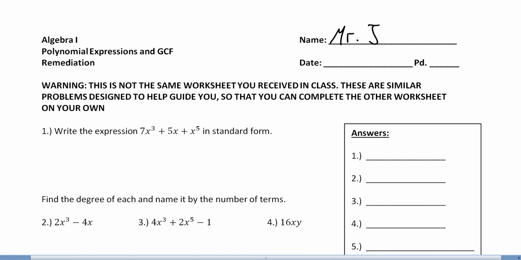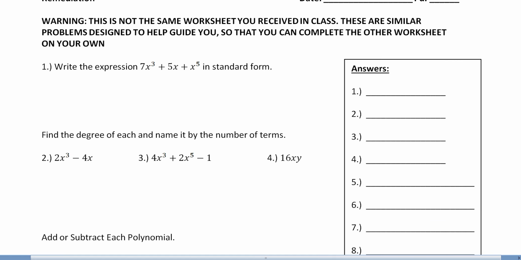Okay? So if we take a look at this first one, it says write the expression in standard form. Remember, standard form is descending order, so it goes by the exponents. When I look at the exponents here, I've got a 3, here technically I have a 1, and here I have a 5. I just list the one with the biggest exponent first, so it's x to the 5th, then the 7x to the 3rd, and then the 5x. That's standard form when we list it in descending order according to those exponents.